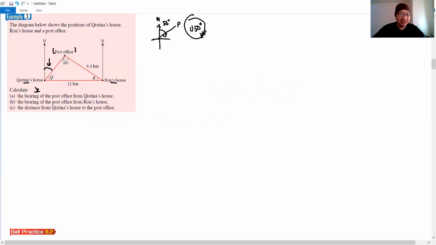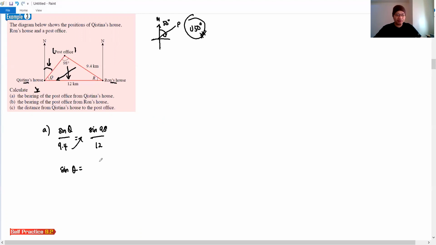Okay, guys, you see this triangle, you can see the pairing, right? 98 degrees pairing with 12 kilometres. Already easy. 9.4 pairing with angle Q. So we can find Q. Therefore, sine Q over the pairing 9.4 equals to the next pairing, sine 98 over its pairing 12. So sine Q, I told you, you need to simplify this first.